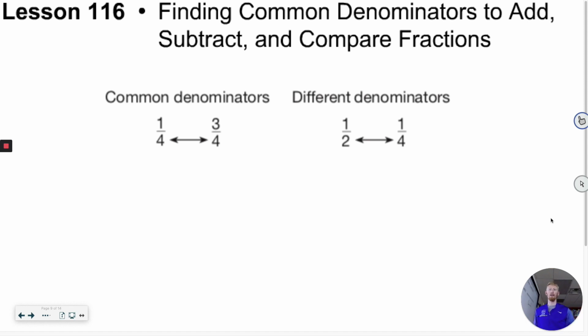All right, fifth grade, we have finding common denominators to add, subtract, and compare fractions. So if you take a look up on the board here, I have common denominators. Remember, the denominator is always the bottom number in a fraction. So 4 and 4, those are common denominators. These here are not common denominators. I have a 2 in the denominator and a 4 in the denominator.